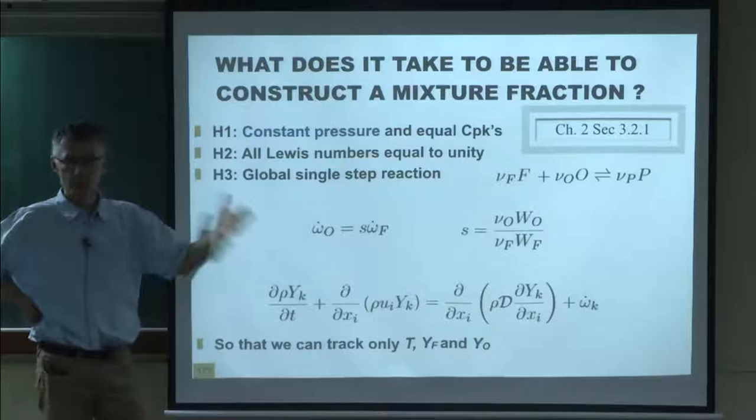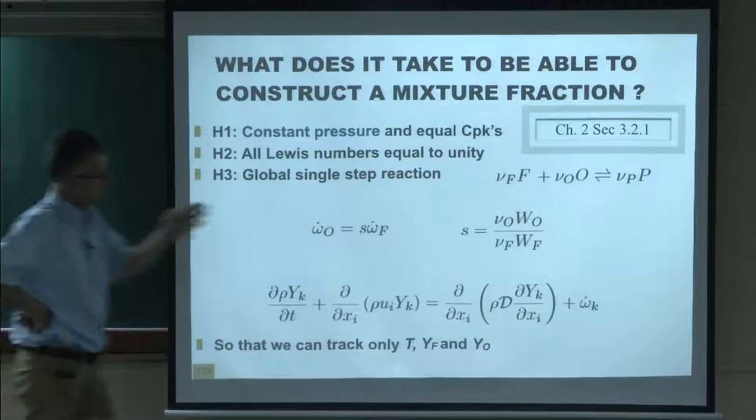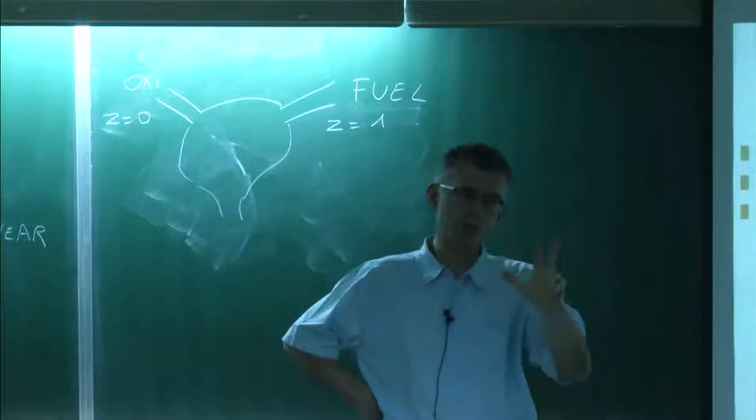So you can write these equations like this. And that really means that if you want to solve now for a diffusion flame problem, you need three quantities. You need to solve for the fuel mass fraction, the oxidizer mass fraction, and the temperature.